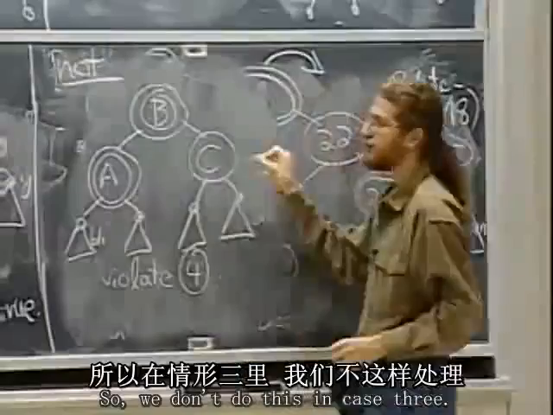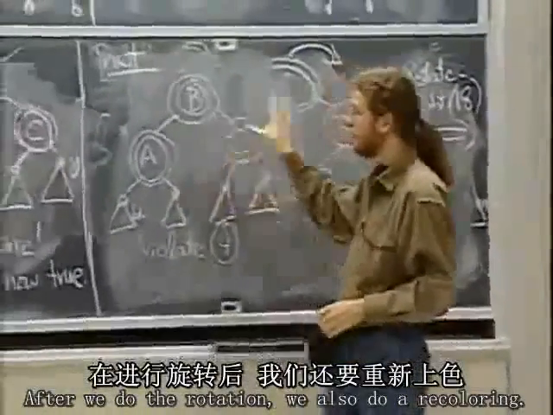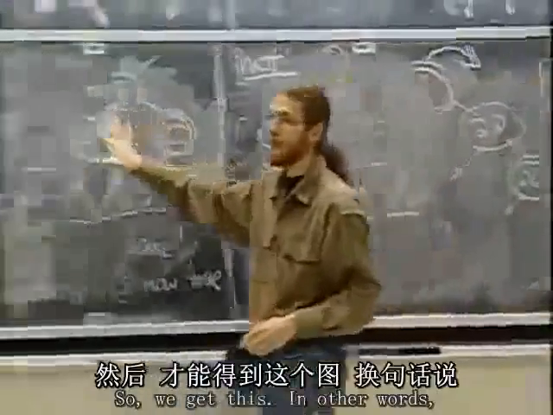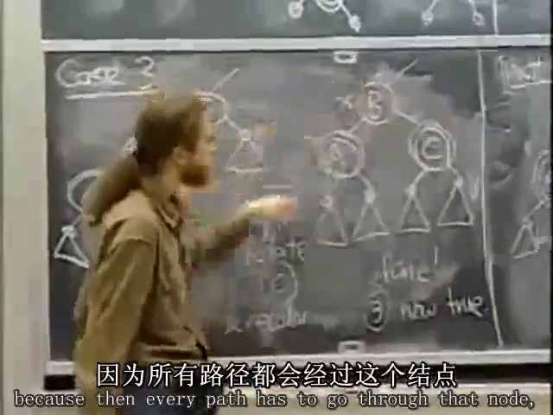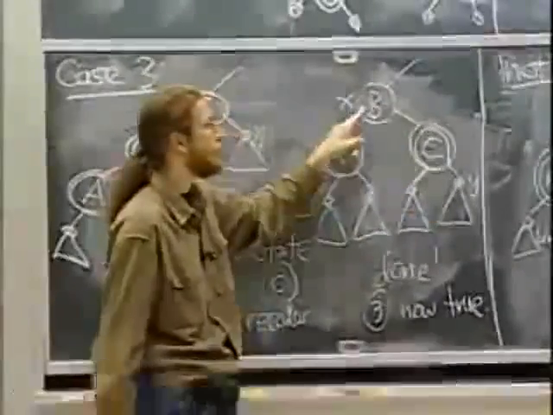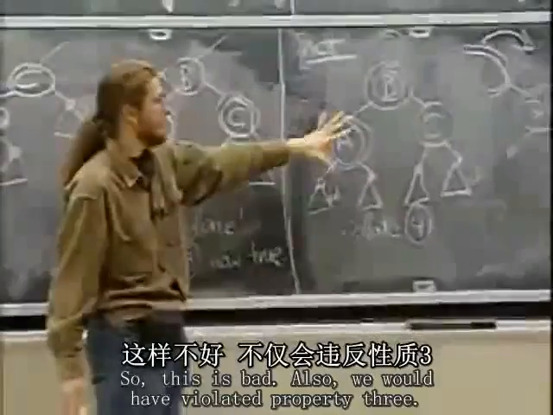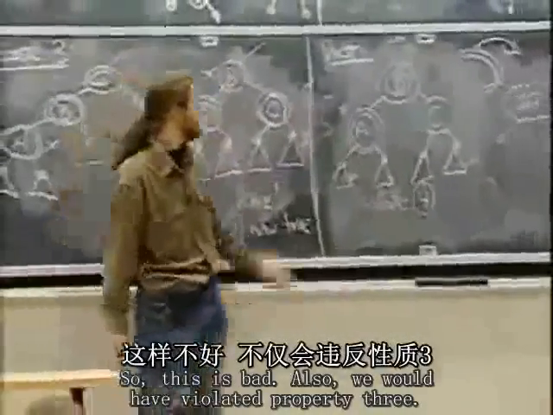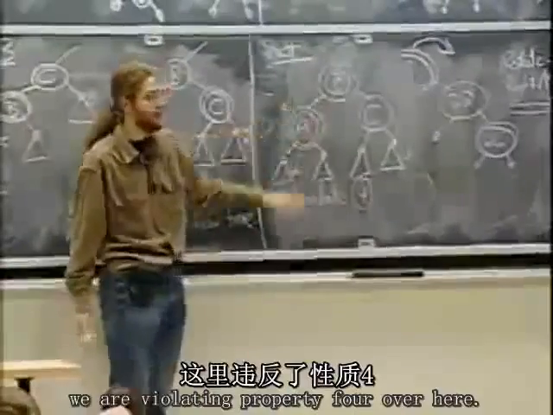So we don't do this in case 3. After we do the rotation, we also do a recoloring, so we get this. In other words, we're putting the black node at the top, because then every path has to go through that node. Whereas over here, some of the nodes went through C, some of them went through A, so this is bad. Also, we would have violated property 3, but the really bad thing is we're violating property 4 over here.